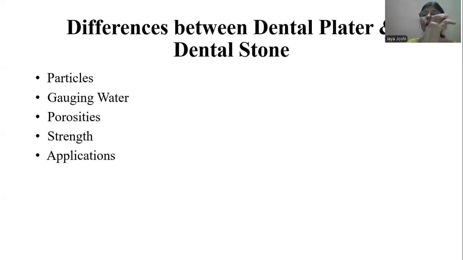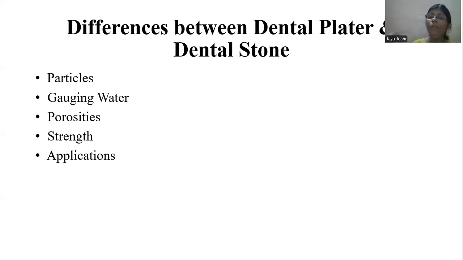Now, as the crystals of dental plaster are larger, they will require more gauging water to wet the powder particles, and here you require less gauging water. Now, as we require more gauging water in case of dental plaster, the amount of excess water will be more as compared to that of stone. As it contains more excess water, after evaporation of the water, it will lead to porosity. So the amount of porosities in dental plaster is more as compared to that of dental stone. And as the porosities in dental plaster are more, the strength will be affected. The strength of the dental plaster is less as compared to that of dental stone.